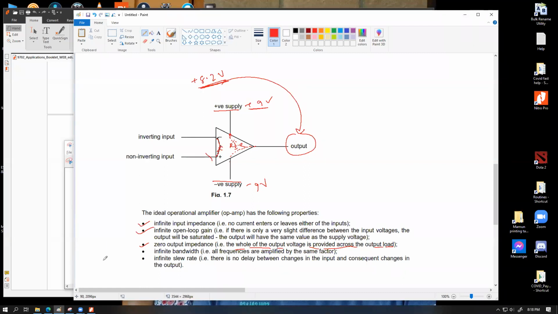Then they have these two points. These two are actually pretty simple. I'm not going to explain the visualization for these parts in a very high level, but these are pretty simple to remember. Infinite bandwidth means an ideal op-amp is capable of working with all sorts of frequencies of alternating voltages.